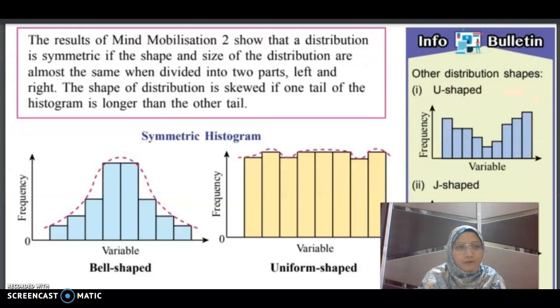The results of mind mobilization tool show that a distribution is symmetric if the shape and size of the distribution are almost the same when divided into two parts, left and right. The shape of distribution is skewed if one tail of the histogram is longer than the other tail.